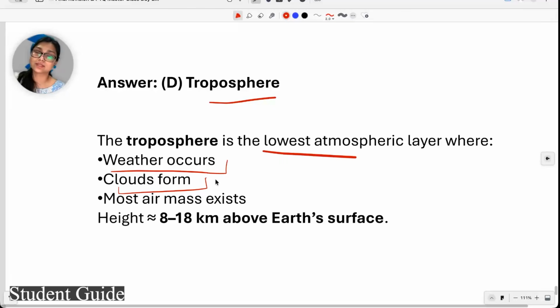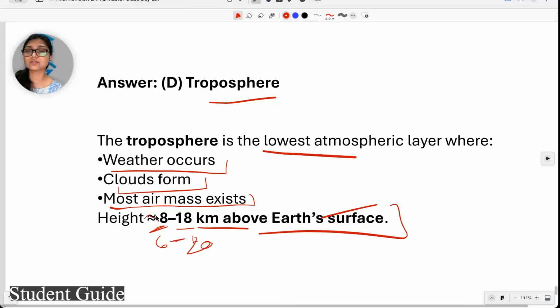Clouds form in this layer. Most of the air mass exists in this layer, and the height of the troposphere is from 8 to 18, sometimes 6 to 16, and sometimes 6 to 20 kilometers above the earth surface. So basically you can mark 8 to 18, but sometimes you may find 16, sometimes 20, but 20 is the upper limit. So 16 and 18 are the most acceptable. But yes, you need to remember this is in kilometers, not meters.